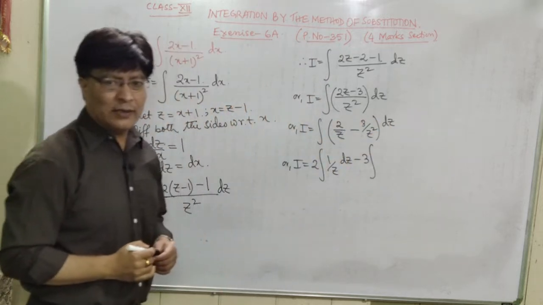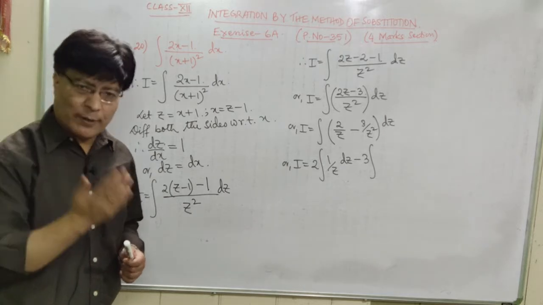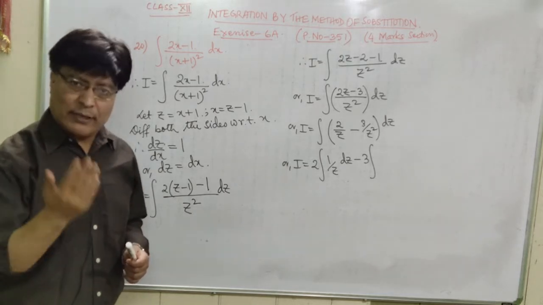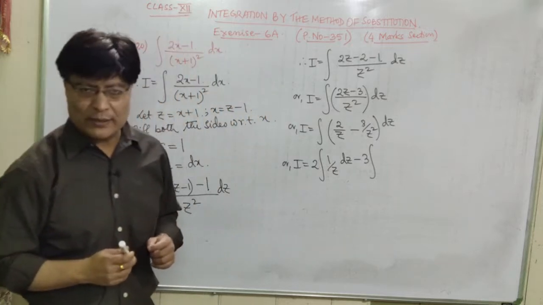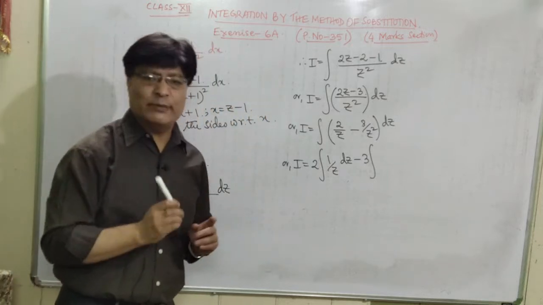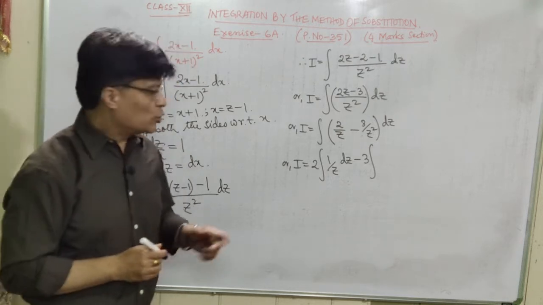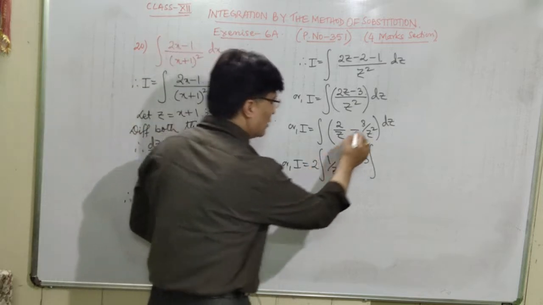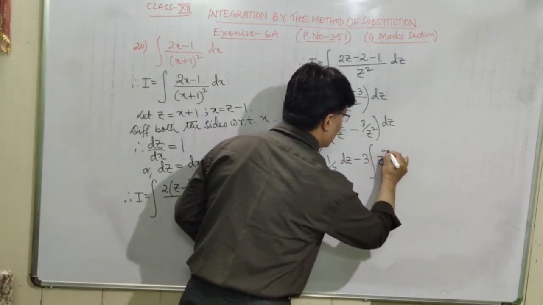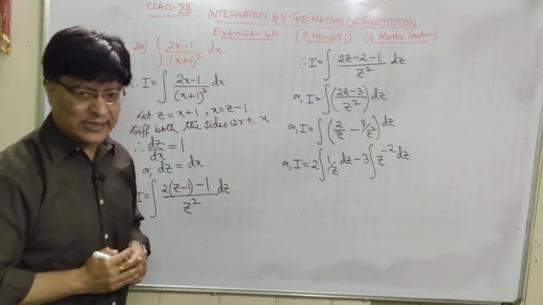But z square can be taken to the numerator; it will be z to the power minus 2. So n can be minus 2, but you cannot take this z to the numerator, since it will be z to the power minus 1, and if n is minus 1, it is meaningless. You cannot get the integration of x to the power minus 1 by the power rule. So you have to keep it as it is, that is 1 by z dz. Here only you can take this z square to the numerator, so it becomes z to the power minus 2 dz.